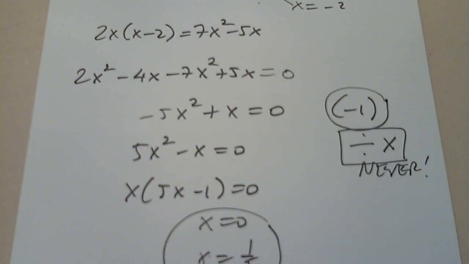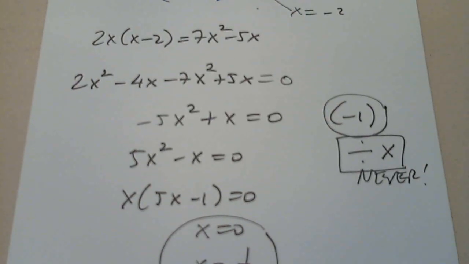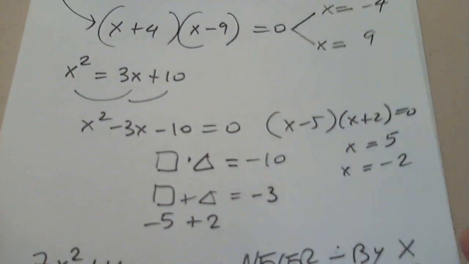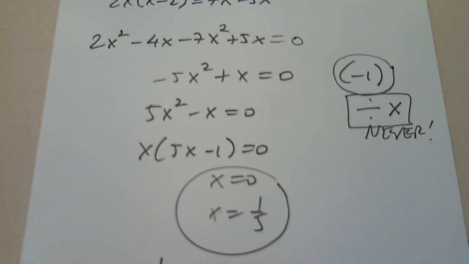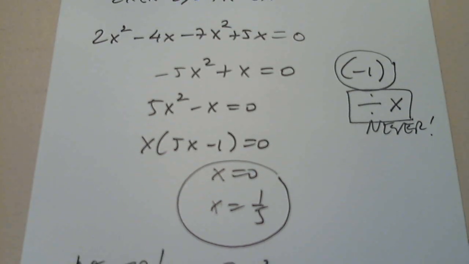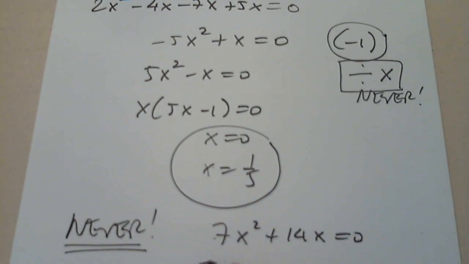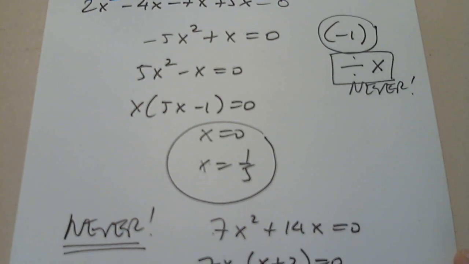Now, here's one of the reasons why I like to simplify. On the previous example, I just want to go back to it for a second. Never do this: 7x² + 14x = 0. So the greatest common factor is 7x, and then you have x + 2. This is correct. But here's why I don't write this and I simplify by numbers.